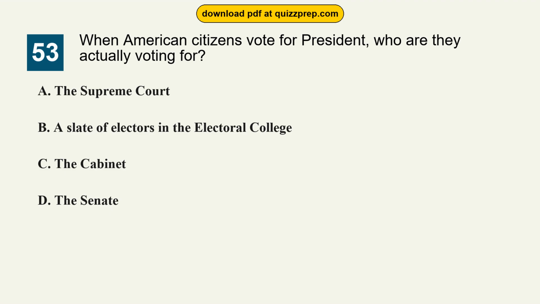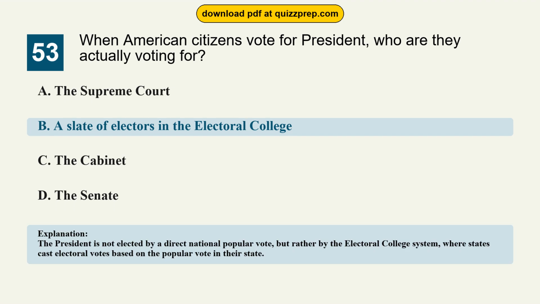Question 53. When American citizens vote for president, who are they actually voting for? Option A, the Supreme Court. Option B, a slate of electors in the Electoral College. Option C, the Cabinet. Option D, the Senate. The correct answer is option B, a slate of electors in the Electoral College. The president is not elected by a direct national popular vote, but rather by the Electoral College system, where states cast electoral votes based on the popular vote in their state.